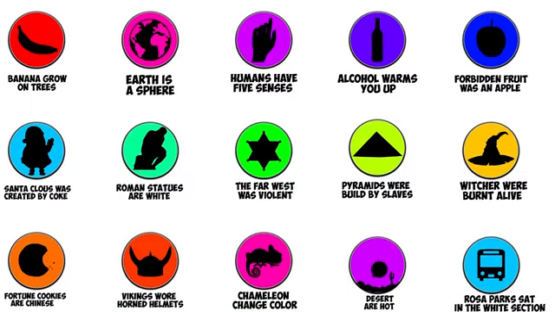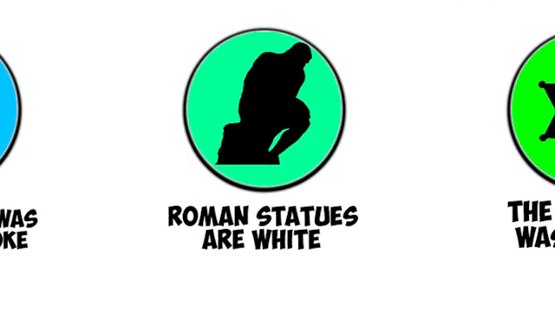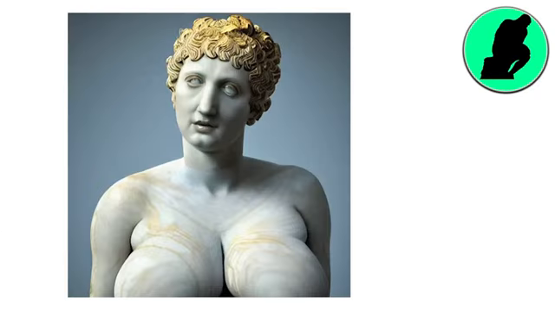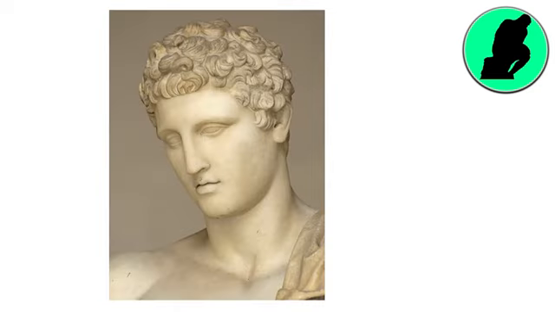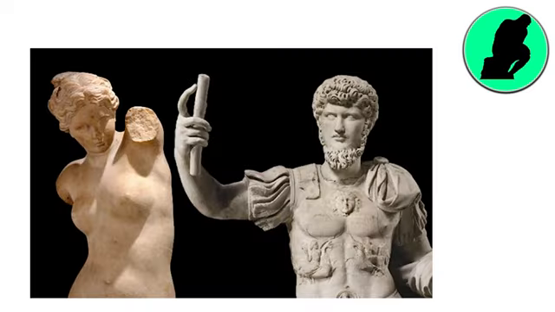The next misconception is that Roman statues are white. The misconception that Roman statues were white is common, but not true. In fact, many Roman statues were painted, not white. Here are some examples of this misconception.